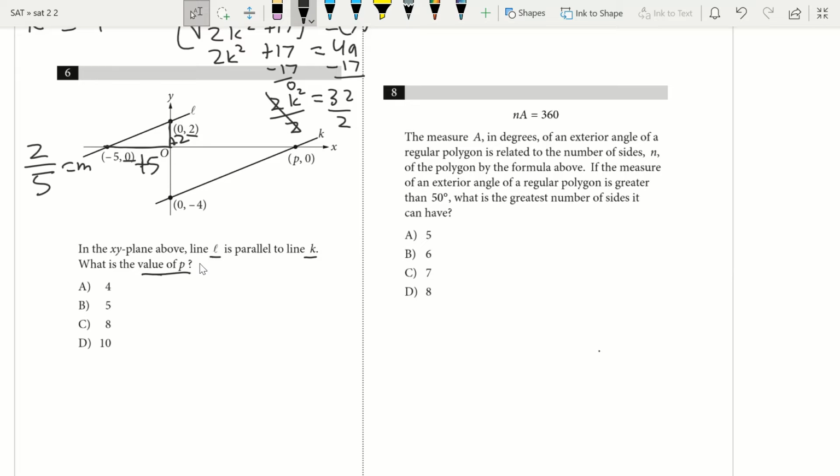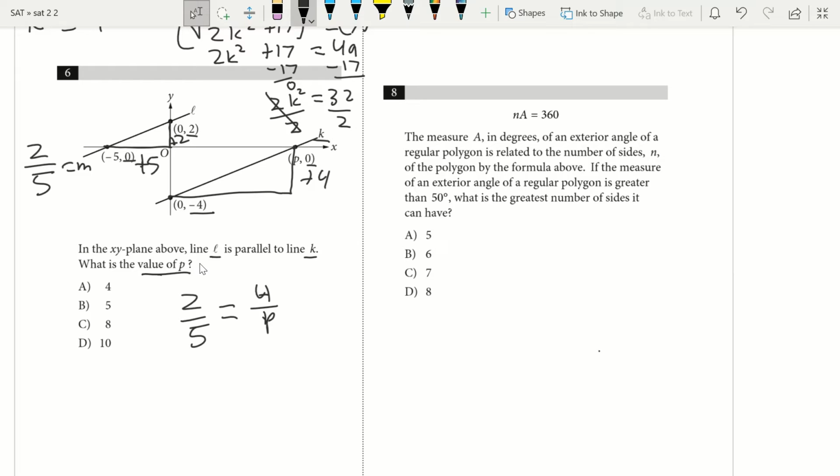So now we know line K also has a slope of 2/5. So we see that on line K, we increase from negative 4 to 0, so we have a rise of positive 4. So the question is, how much do we run? Well, we know that their slopes have to equal each other, so we know 2/5 must equal our rise of 4 over how much we run, right? So we'll call that p. Since we start at 0, we go to p.